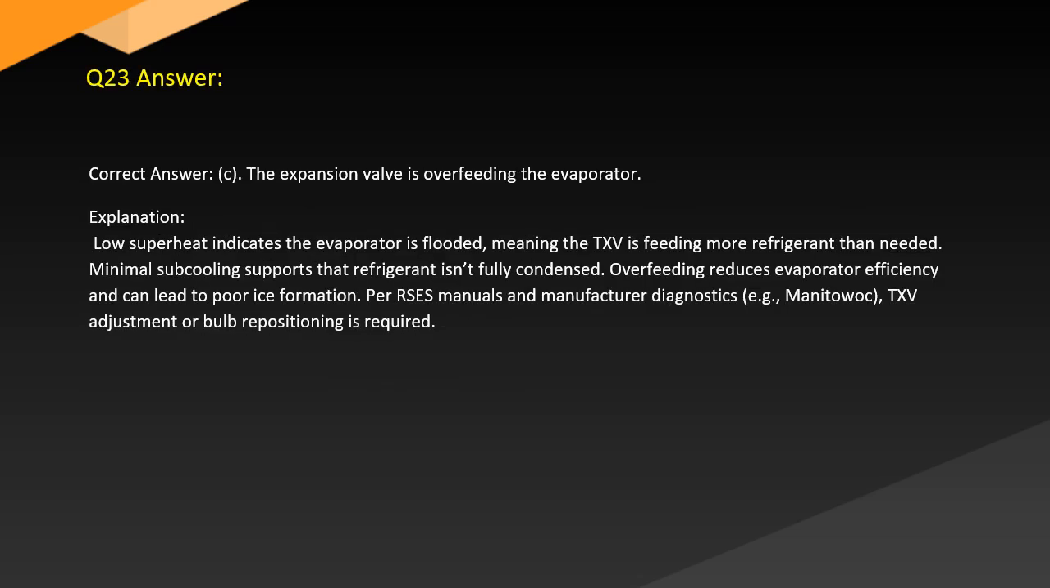Answer. Correct answer: C. The expansion valve is overfeeding the evaporator. Explanation. Low superheat indicates the evaporator is flooded, meaning the TXV is feeding more refrigerant than needed. Minimal subcooling supports that refrigerant isn't fully condensed. Overfeeding reduces evaporator efficiency and can lead to poor ice formation. Per manufacturer manuals and diagnostics, TXV adjustment or bulb repositioning is required.